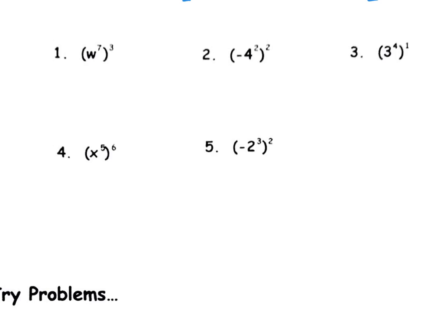Okay. So for the first one, distribute. 3 times 7 is 21. So w to the 21. Here, distribute. 2 times 2 is 4. So negative 4 to the 4th. Distribute. 1 times 4 is 4. So 3 to the 4th. And here, distribute. 6 times 5 is x to the 30th. I think you get the idea.